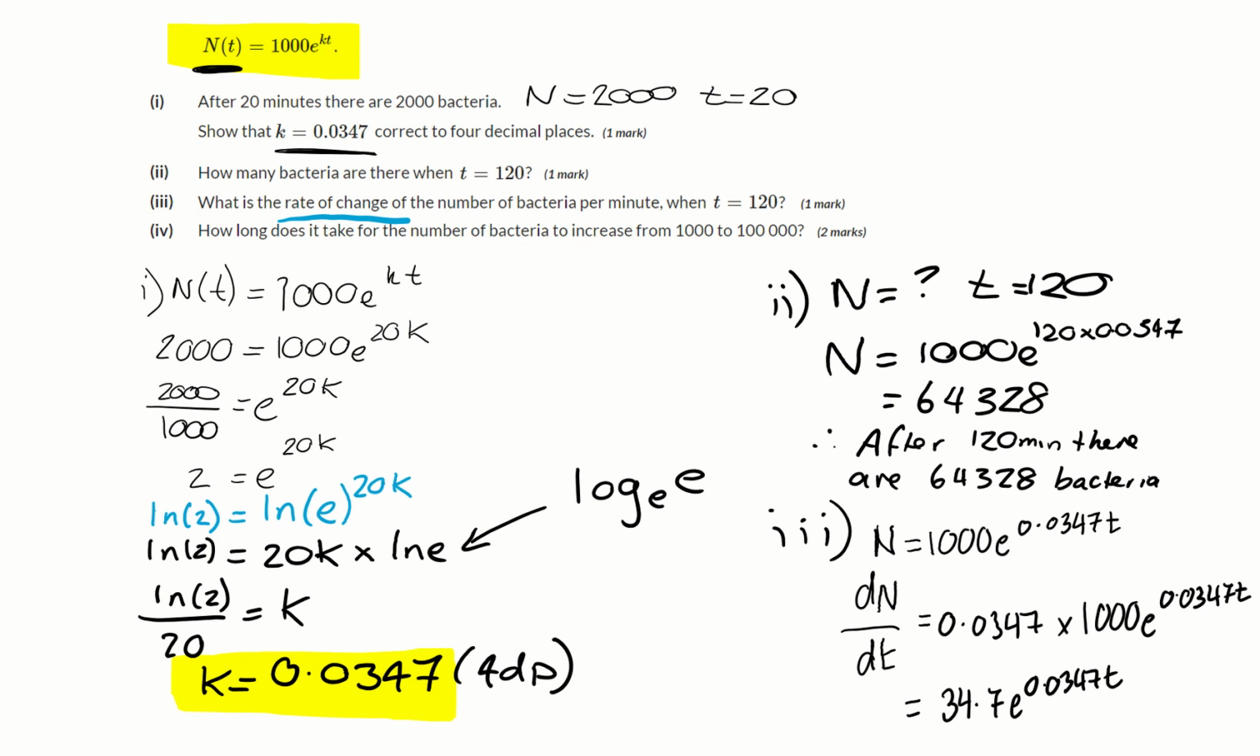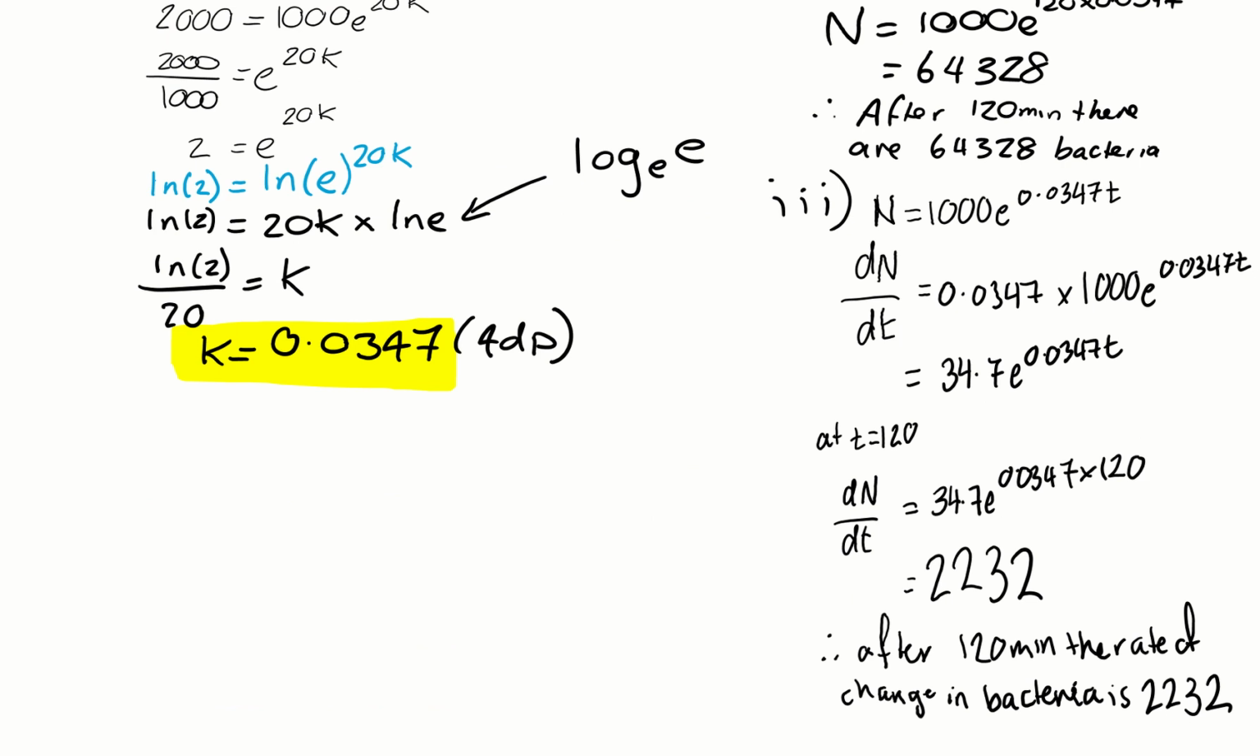It's now that I will sub in my value of time being t equals 120. So subbing it in and cleaning it up, I get that after 120 minutes, the rate of change in bacteria is 2,232, and that would be bacteria per minute. So notice that when I see the words rate of change, I differentiate, and then I sub in the value.